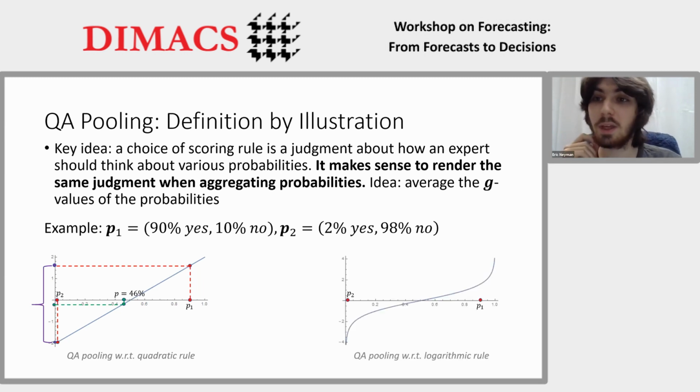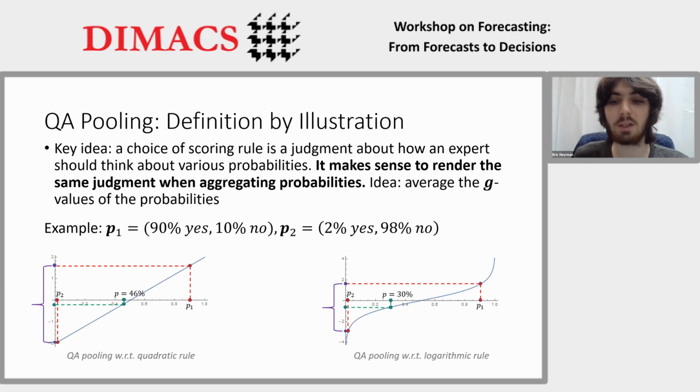All right, now let's play the same game, but with this different function G. And this is precisely the G for the logarithmic scoring rule. And so what ends up happening is, again, you take the G values, you take their average, and then you map it back to probability space and you get 30%. No surprise, we got a different number because we used a different curve. And in fact, we got a smaller number, which makes sense because remember, with respect to the log scoring rule, probabilities near 0 and 1, like 2%, are pretty extreme. So it makes sense that the 2% would pull this aggregate probability down.